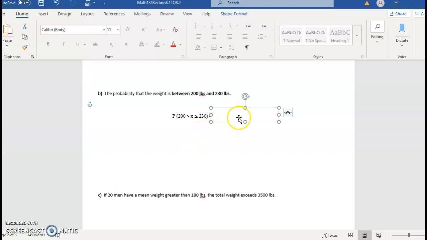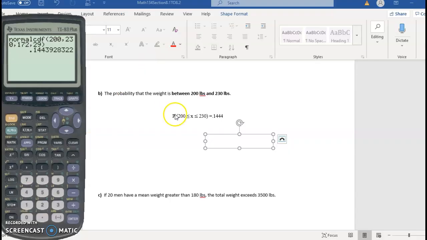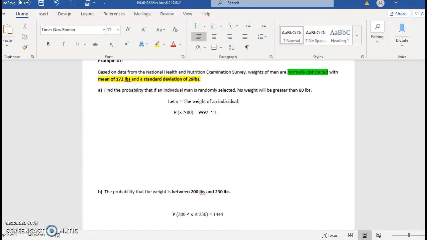I'm getting on this one approximately 0.14. I'm running to 4 decimal places, so 0.1444. And so far, for both of the previous problems, they're looking for a single individual.